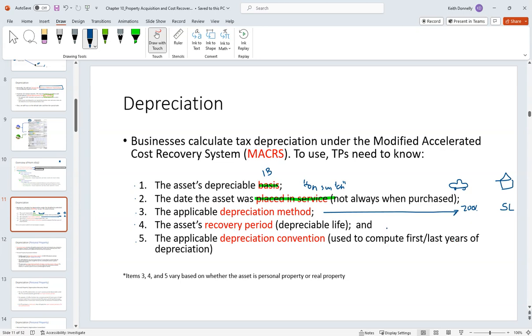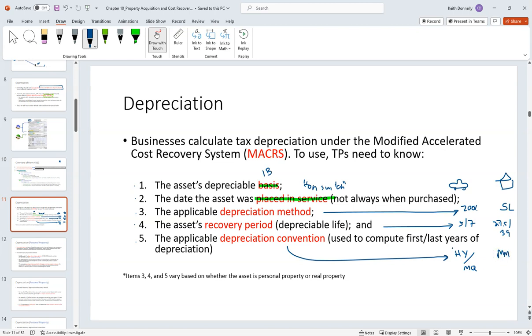We then need to know the recovery period. And again, this will be given to you. For personal property, it's generally 5 or 7 years. For real property, it's 27 and a half or 39, okay? And then we need to know the convention, right? For personal property, the general rule is half year. The exception is mid-quarter. And for real property, it's going to be mid-month.